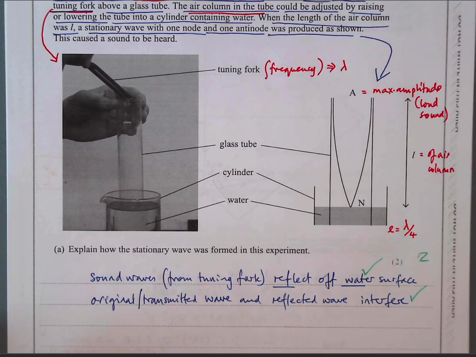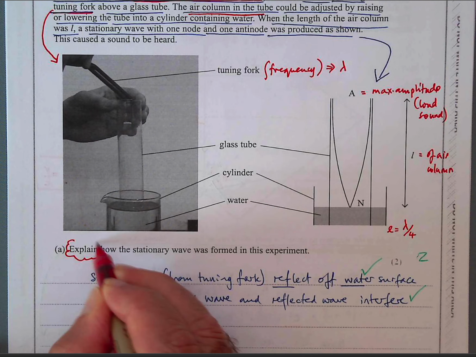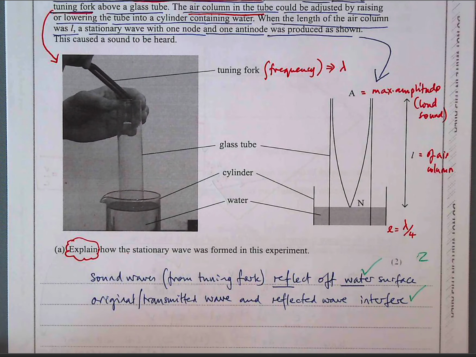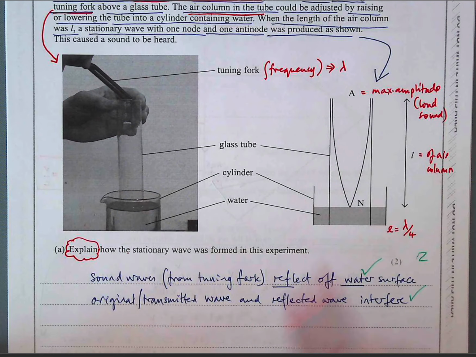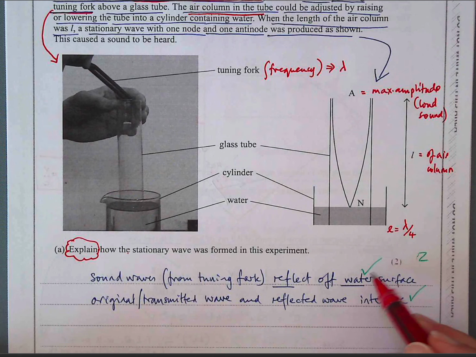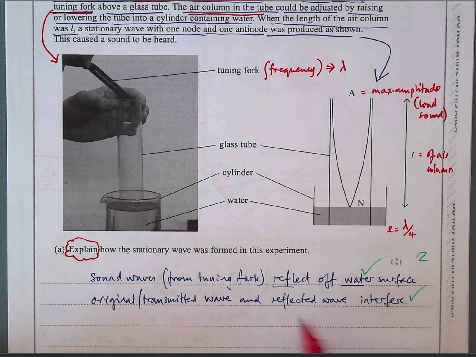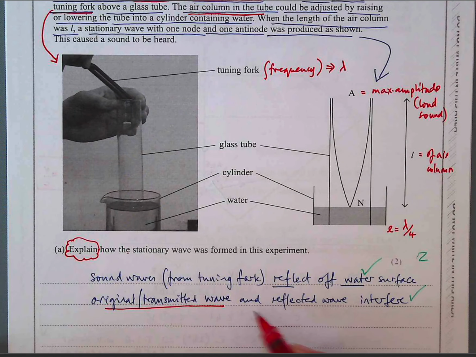Okay, a louder vibration. So now, what are they asking? Explain. So it's another explain. Explain how the stationary wave was formed. So they want you to know what a stationary wave is. Sound waves from the tuning fork, which, remember, is held at the top here, reflect off the water surface. Yeah, so there's one mark. So realizing that the sound reflects off the water surface, the original transmitted wave, meaning the original sound wave, and the reflected wave interfere with each other.